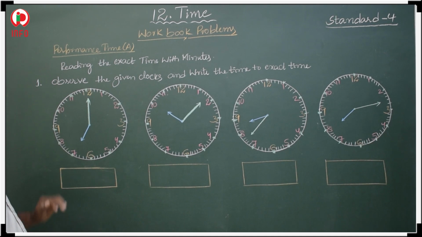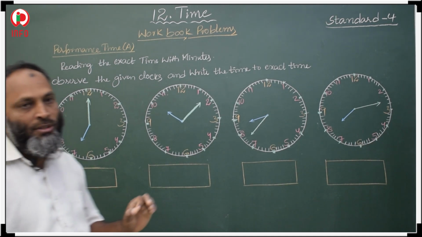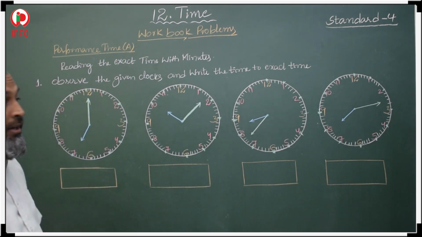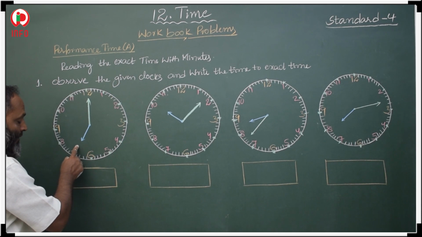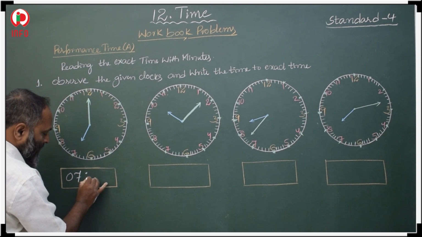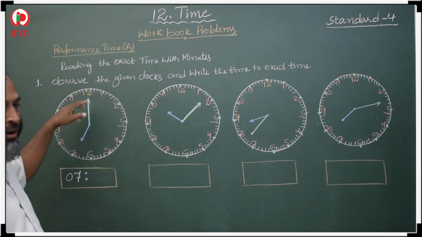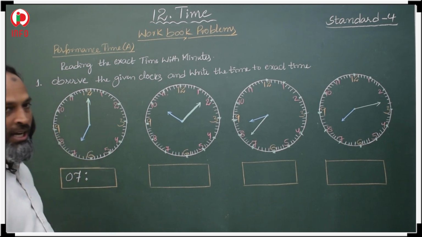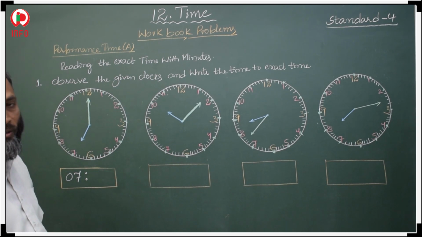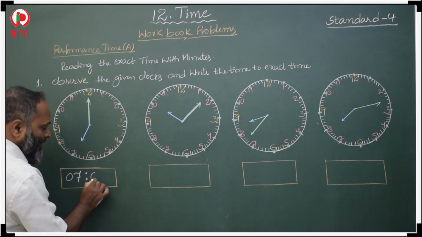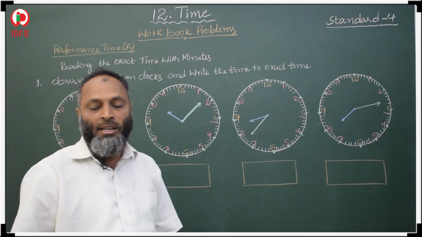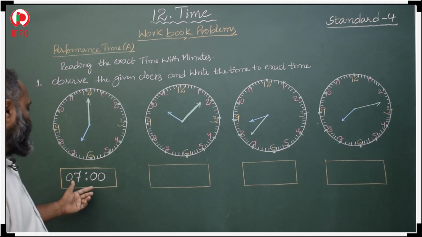See here, in the first clock, first we should check where the hours hand is. Here the hours hand is at 7, which means 7 o'clock. The longer hand is the minutes hand and the shorter hand is the hours hand. The minutes hand is at 12, and when the minutes hand is at 12, the minutes are 0. So the time is 7 o'clock.